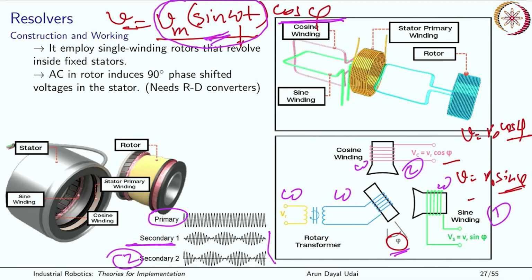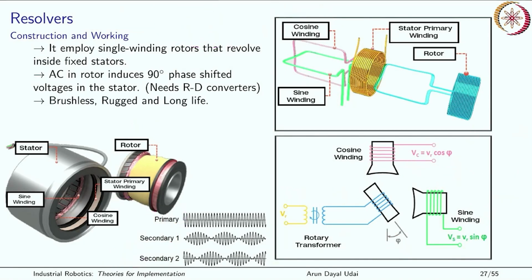So you have the stator primary, and the stator has two secondaries, the cosine and sine windings. The rotor has a primary winding, and the power to that primary winding is transferred using the transformer which is here. Got it? So that is how it is made up.